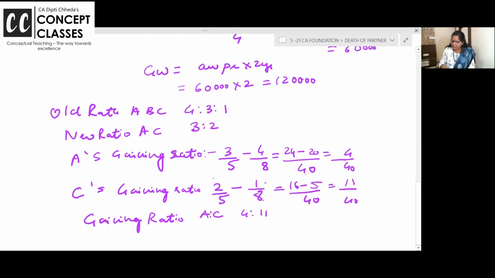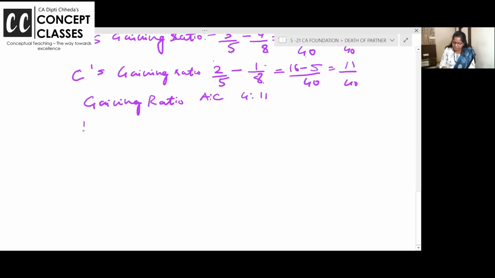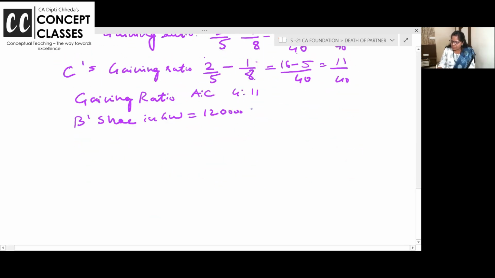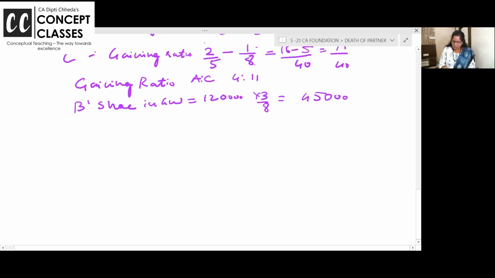And what is outgoing partner share in goodwill? B share in goodwill: 1,20,000 into 3/8. Old ratio. B तो जा रहे हैं ना, तो 120 into 3/8. 45,000.